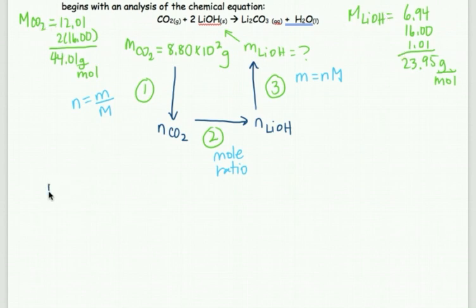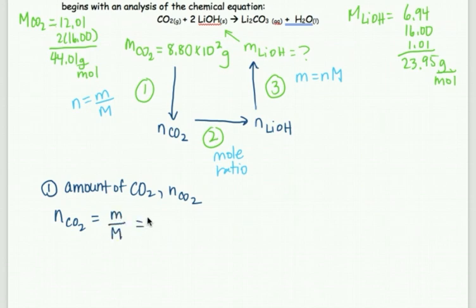Okay, so step one, I need to find the amount of carbon dioxide. Right now I have the mass of carbon dioxide. So in order to find the amount of carbon dioxide, I'm going to take the mass and divide by the molar mass. Whoops, that's positive 2. And then hopefully you are now confident at entering scientific notation values into your calculator. Okay, all right, so I take those two.